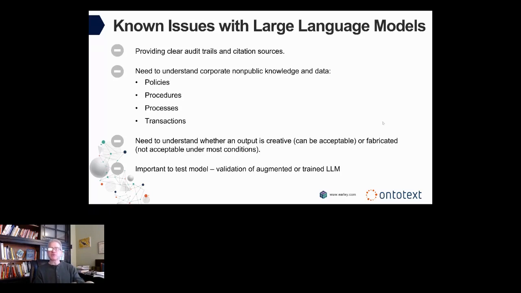So how do we do this? We don't know. We also need to determine whether a piece of an output is fabricated and not acceptable, or creative, which is acceptable, right? What's fabricated, what's creative? Well, there's ways to do this. And one of the things we do is we turn the temperature variable down in a large language model to 0. It goes 0 to 1. 1 is more creative, 0 is less creative.